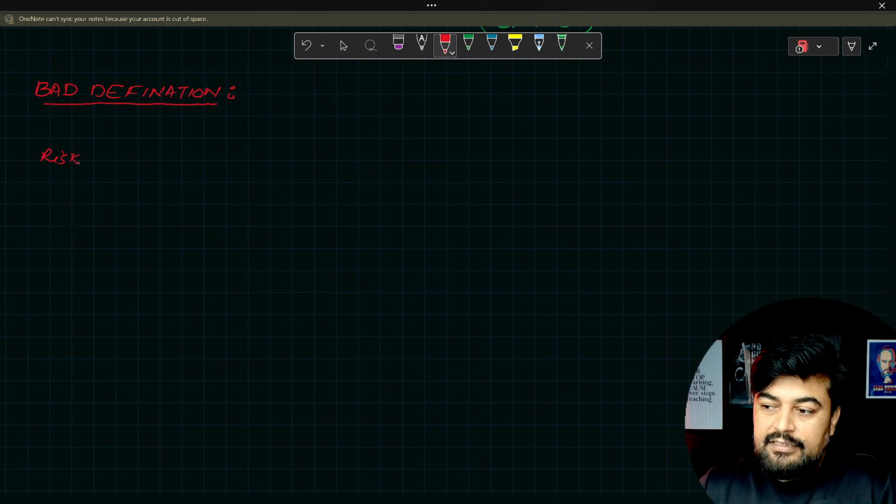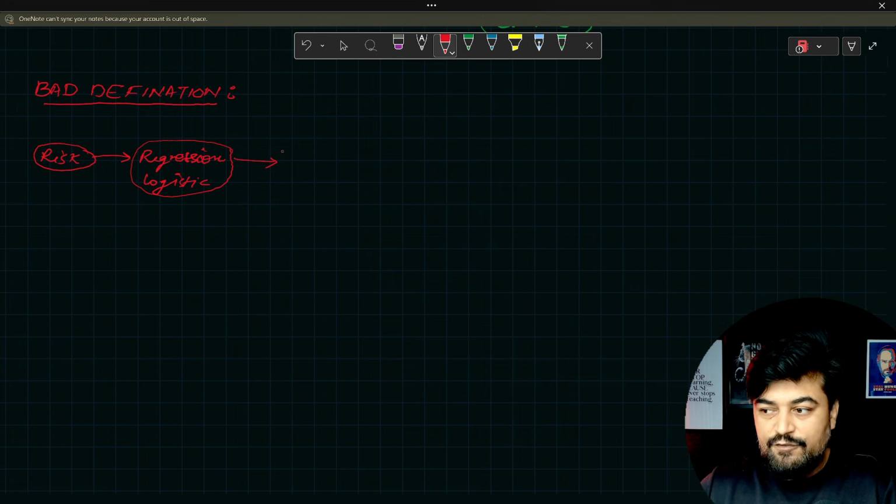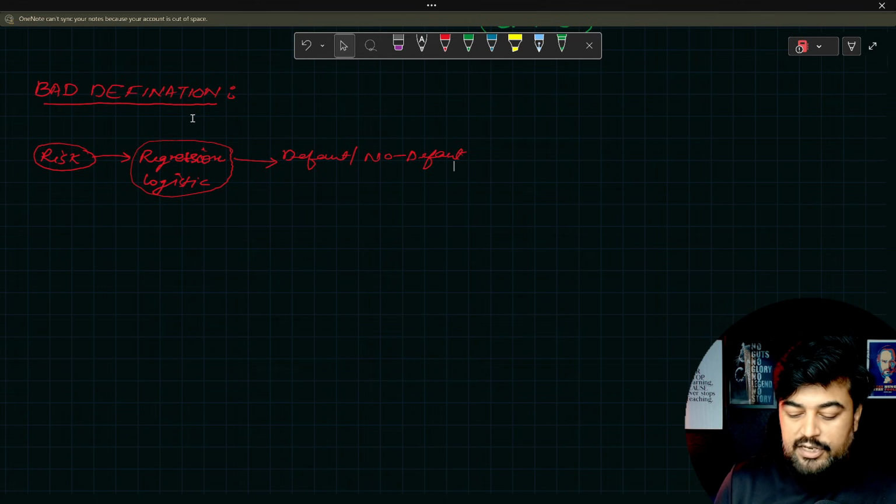So to mitigate this risk, we are creating a model which can be a regression model. Let's say it's a logistic one, where the output is in the form of yes or no, or we also call it binary. So your output will be either default, the customer is default, or non-default. Only two outputs. So in this case, you need to understand what is a bad customer. Obviously, you will ask.